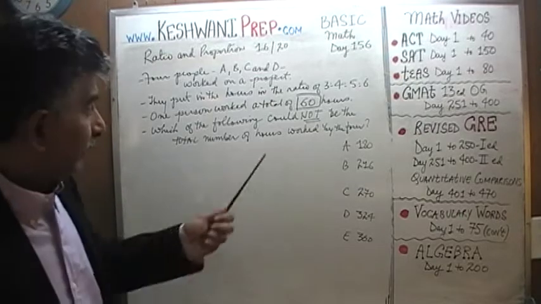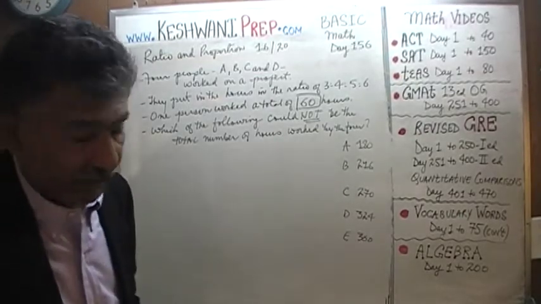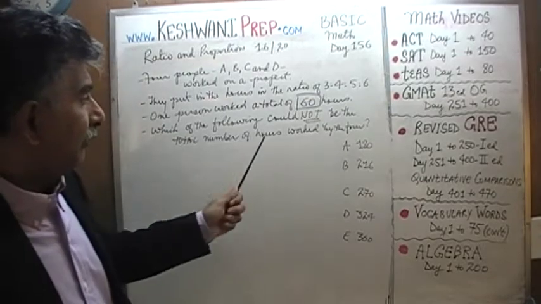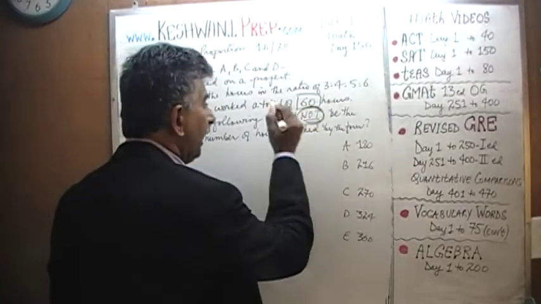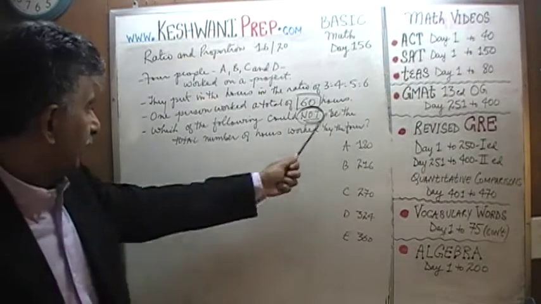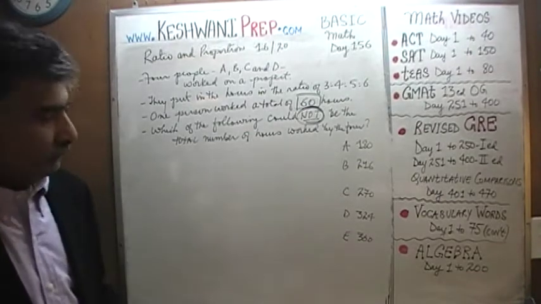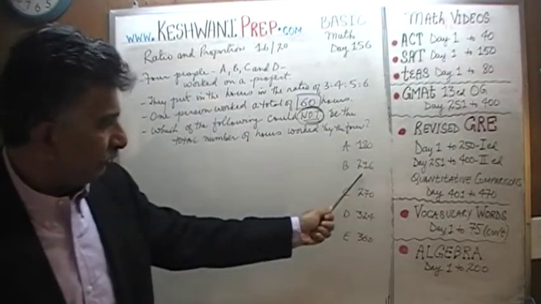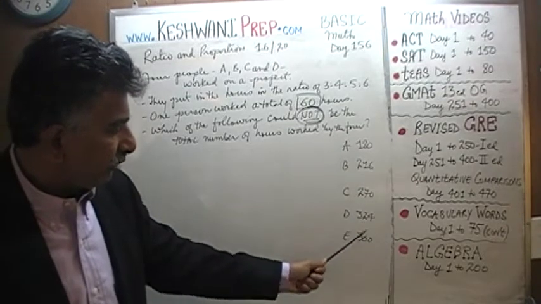The question simply is, based on the fact that one person worked 60 hours, which of the following could not be the total number of hours worked? And these are the choices: 180, 216, 270, 324, and 360.